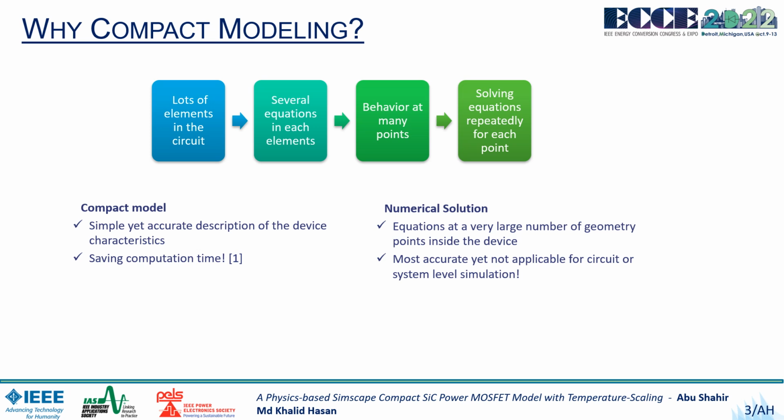Therefore, we need a compact model, which should be a simple yet accurate description of the terminal characteristics of a semiconductor device, represented as a function of the terminal bias. It is the device model that shares most of the computation time. We all know that numerical solution requires equations at a very large number of geometry points inside the device. Therefore, although it is the most accurate, it is not applicable for circuit or system level simulation.